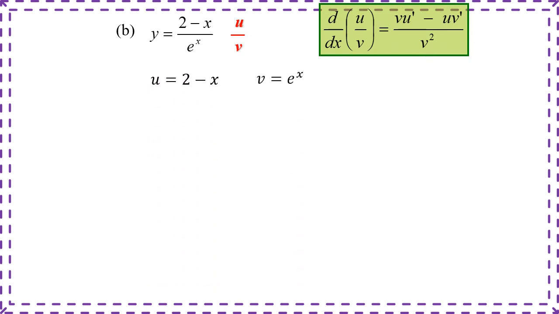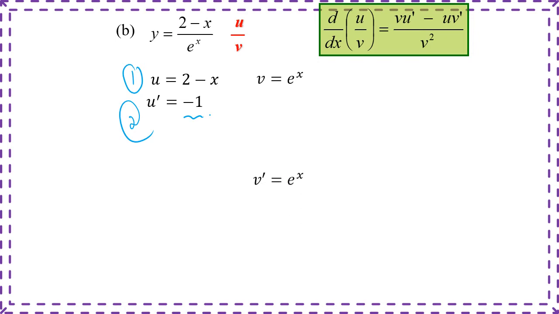So this thing we call analyzing the question: which method is easier, which method is faster, which method can save more time. For this question, we can better use the quotient rule. So we separate u over v. We have u equal to 2 minus x and v equal to e to the power of x. So applying the quotient rule, the first step is to recognize your u and v. The second step is to find the derivative. So differentiate 2 minus x, we have negative 1.